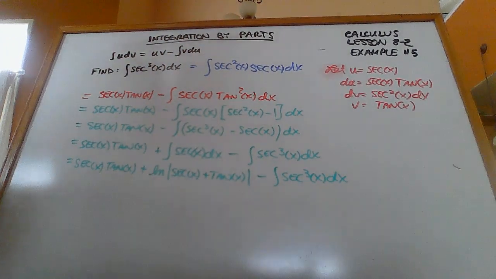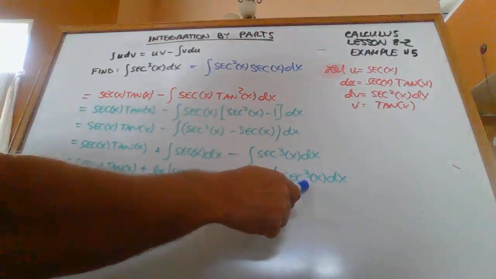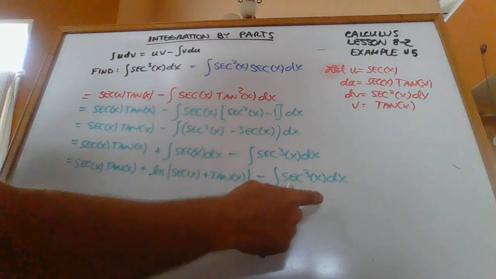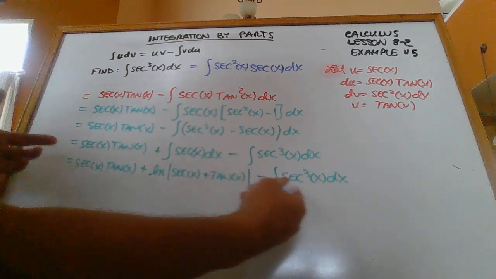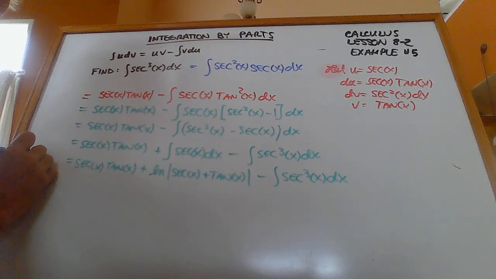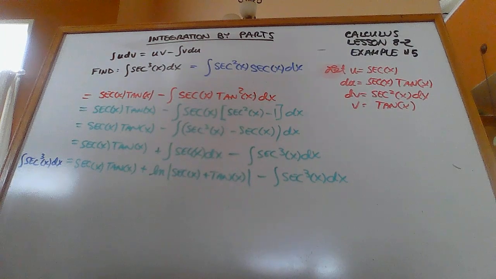Now, here's the big problem. This is what I started with. So if I try to do the same thing over and over again, this is just going to keep getting bigger and bigger and bigger. And so I definitely don't want to go down that road. So here's what I'm going to do. I'm going to bring this down here, because this is all equal to the integral of secant cubed x dx.